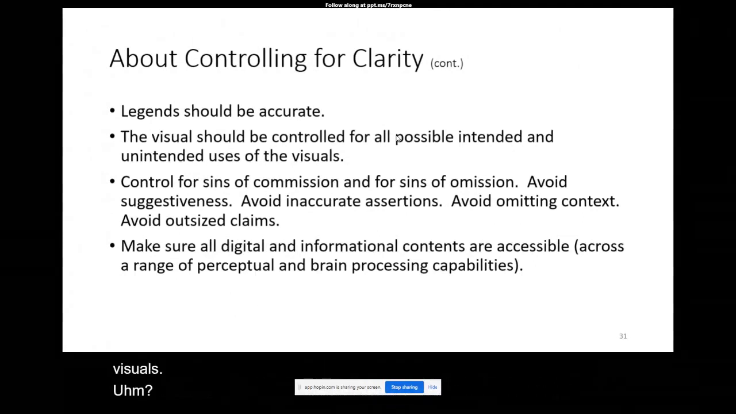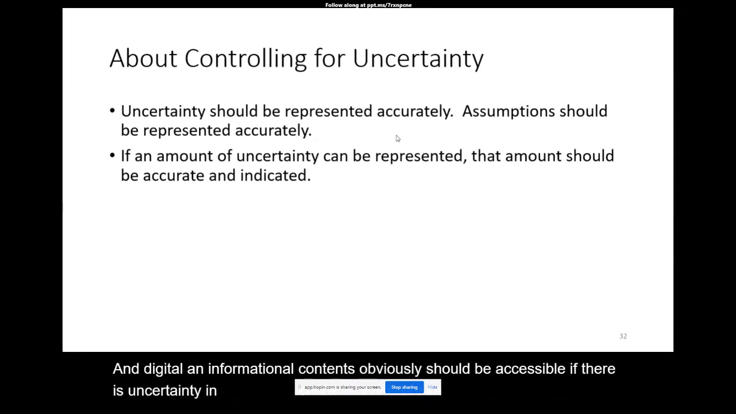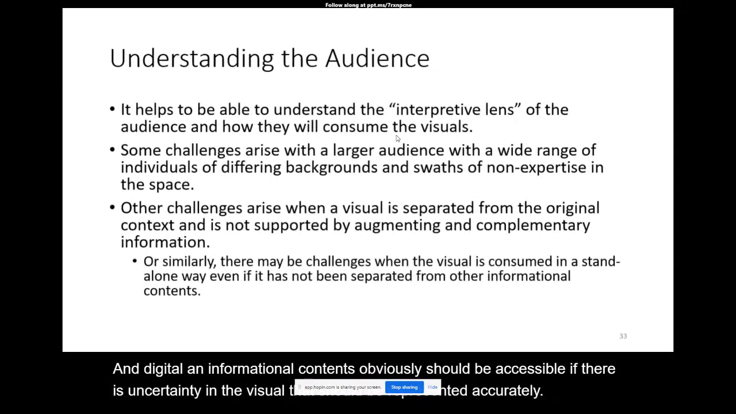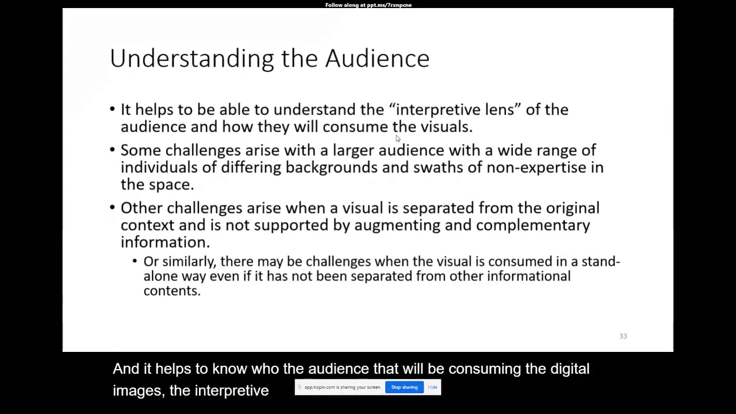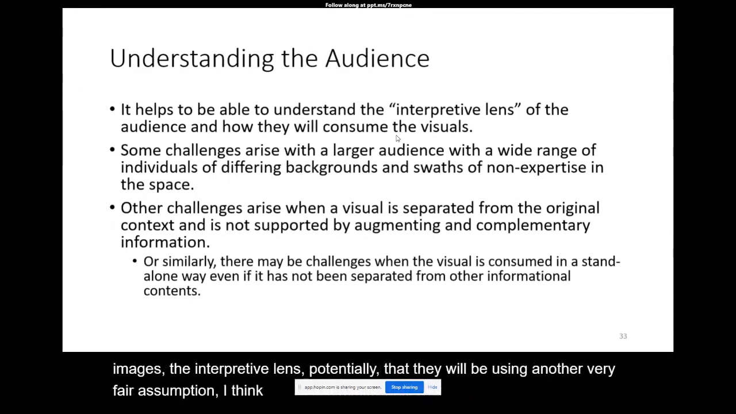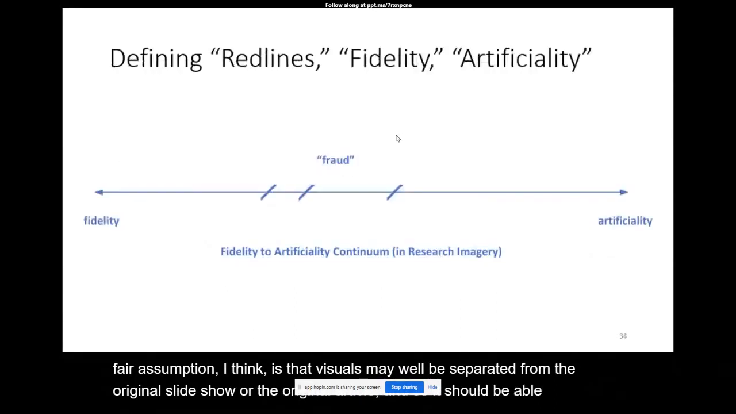And digital and informational contents obviously should be accessible. If there is uncertainty in the visual, that should be represented accurately. And it helps to know who the audience is that will be consuming the digital images, the interpretive lens potentially that they will be using. Another very fair assumption, I think, is that visuals may well be separated from the original slideshow or the original article. And so it should be able to stand on its own.